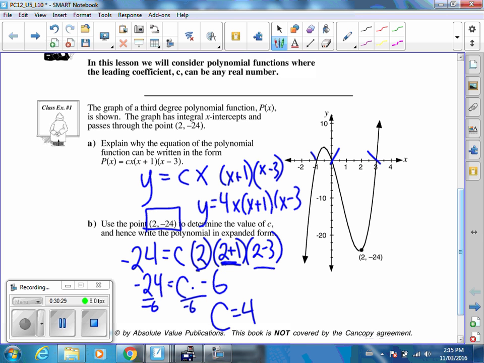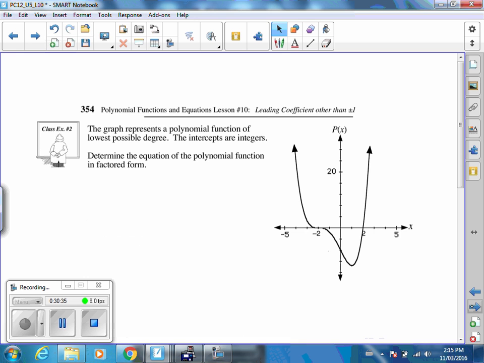I know they wanted me to write it in expanded form. I just don't want to. Factored form is better anyway. Leaving it there, good.